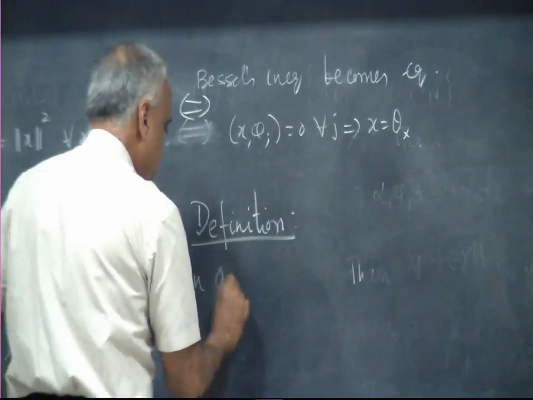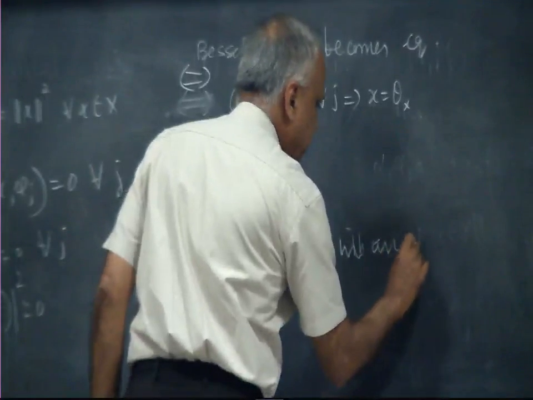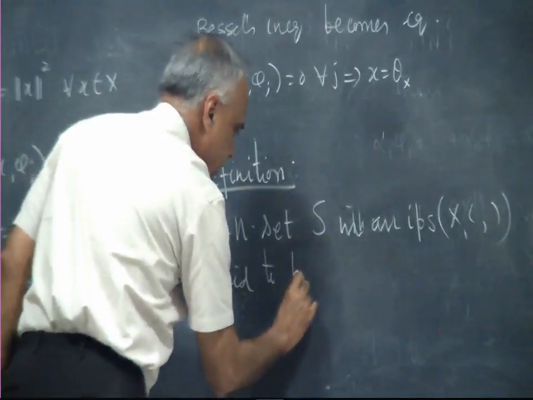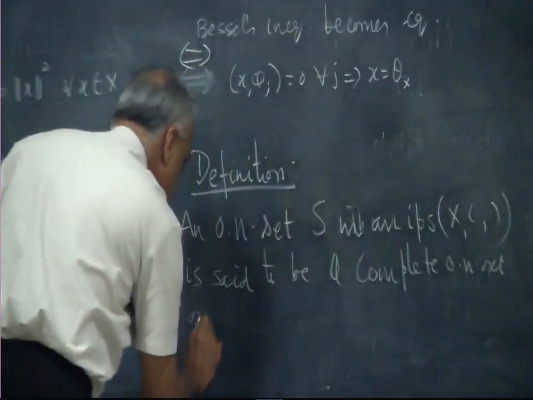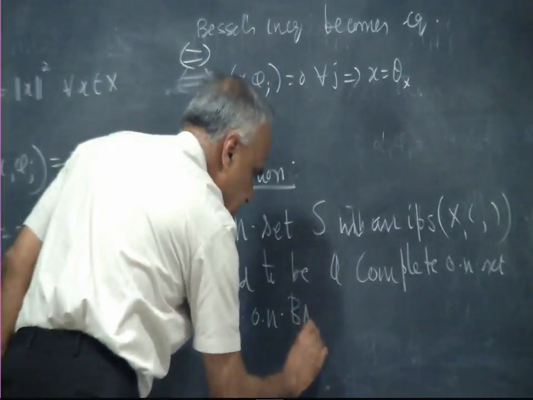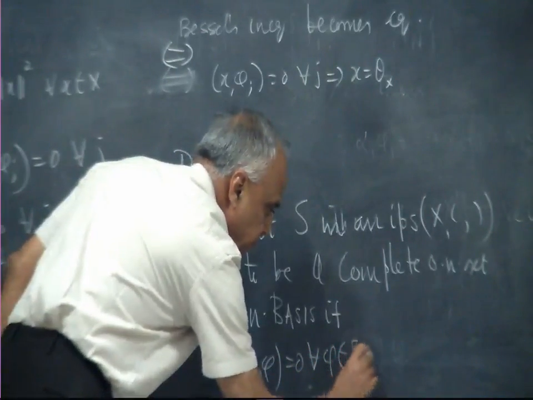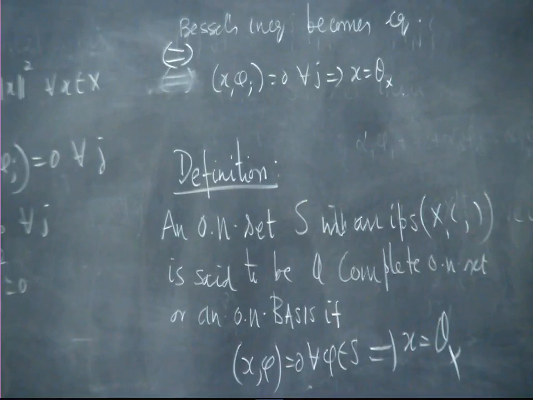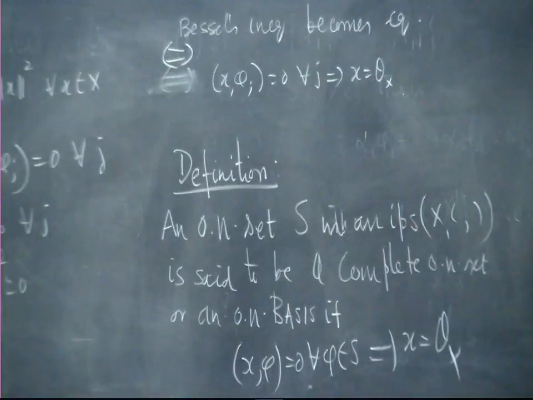So, an orthonormal set, now I am not assuming whether that set is a sequence or not, it could be even an uncountable set. An orthonormal set S in an inner product space X is said to be a complete orthonormal set or an orthonormal basis if <x, phi> equal to 0 for every phi in S implies x is the theta vector. The moment a vector is orthogonal to all of them, then the vector is forced to be the 0 vector. Then we say it is an orthonormal basis or a complete orthonormal set. You will see why we are going to call it a basis shortly.